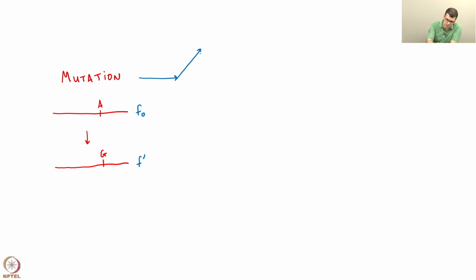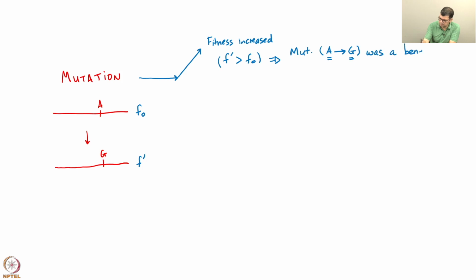The first effect could be that because of this mutation fitness increased, in which case F dash is greater than F naught, and we say that the mutation is beneficial. It is often represented in this format, and this says that original nucleotide used to be A, the new nucleotide is G. This is a standard way of representation, that the mutation A to G was a beneficial mutation.